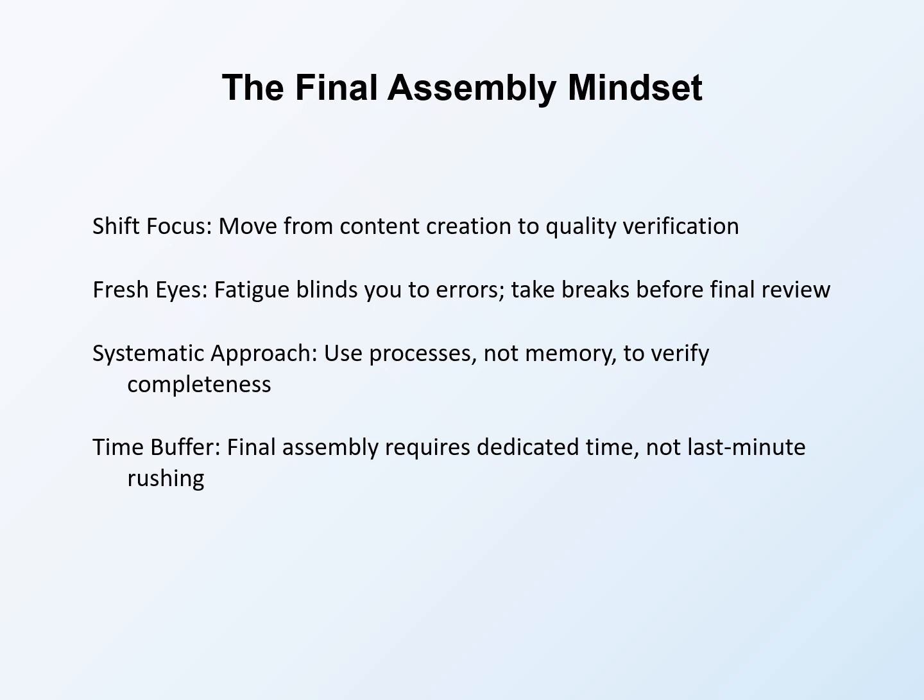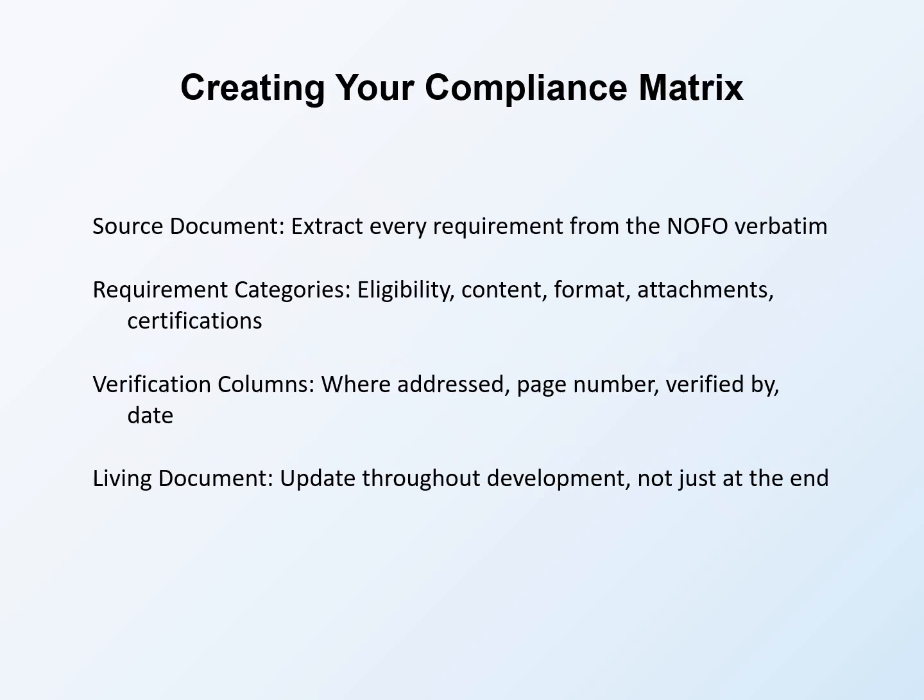Build at least 1 to 2 days into your schedule specifically for final assembly. Rushing through quality assurance defeats its purpose. Many submission failures occur because applicants underestimated the time needed for final review. A compliance matrix is your primary tool for ensuring completeness. Creating and using this matrix systematically prevents omissions.